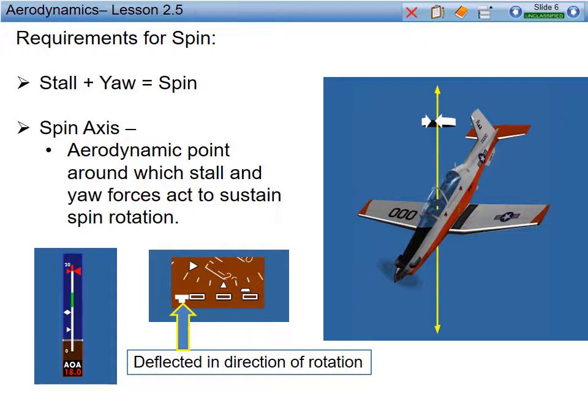On the graphic on the left there, we can see that the AOA associated with this particular aircraft is at 18 units, and therefore it's a stalled AOA. And then we're spinning in that left turn on that graphic on the right. T6 spinning around that spin axis.